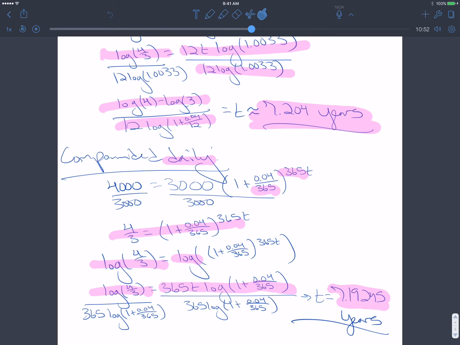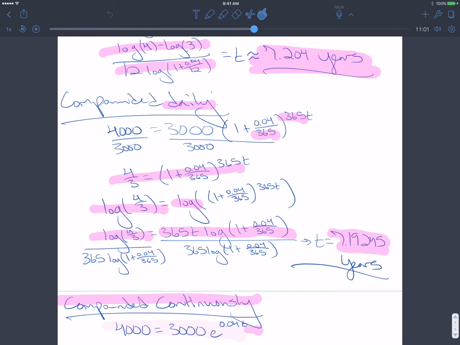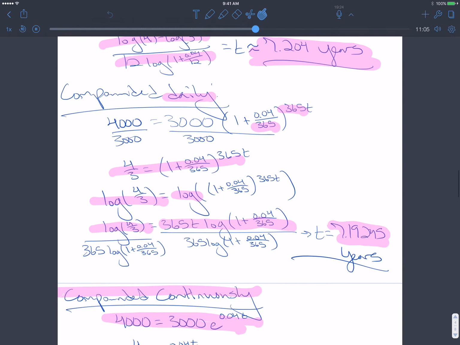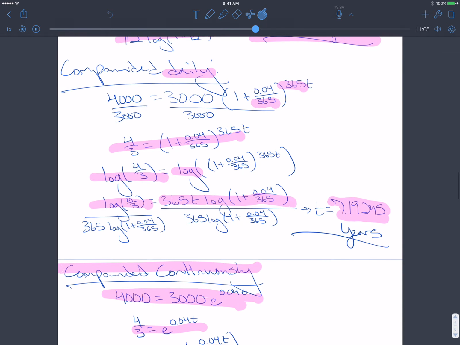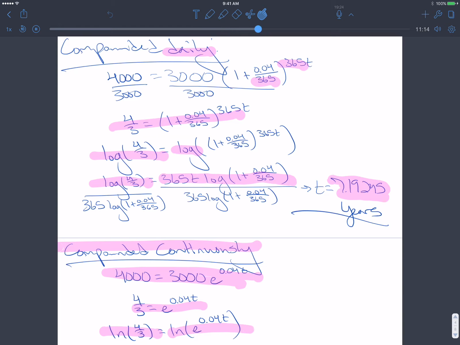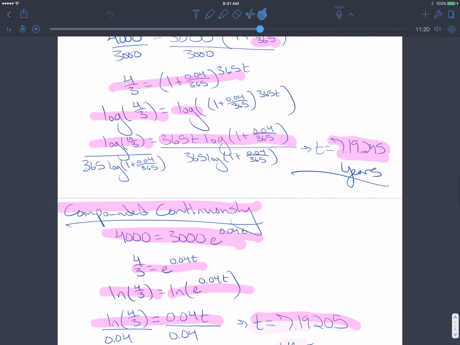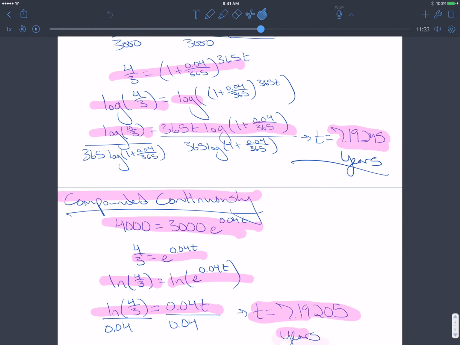So it should be an even shorter period of time if we compound it continuously. If it's compounded continuously, we have 4,000 equals 3,000 e to the 0.04t. And in this case, we will have 4/3 equals e to the 0.04t. We can just take a natural log of both sides to invert that e. And then you'll have natural log of 4/3 is equal to 0.04t, getting us 7.19205 years.